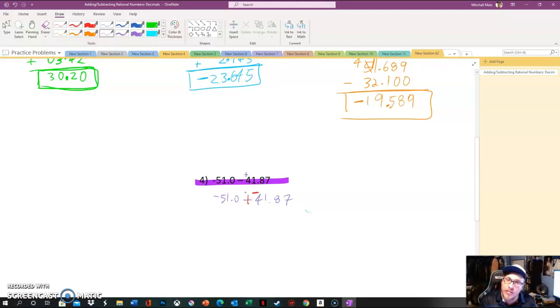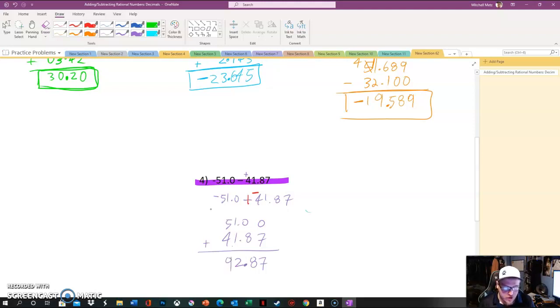When I'm adding similar signs, I just add them together, okay? So now I'm going to add 51.0 and 41.87. And put the 0 wherever you see a placeholder value. I'm going to add them. 0 plus 7 is 7. 0 plus 8 is 8. I have a decimal point. I bring it down. 1 plus 1 is 2. And then 5 plus 4 is 9.